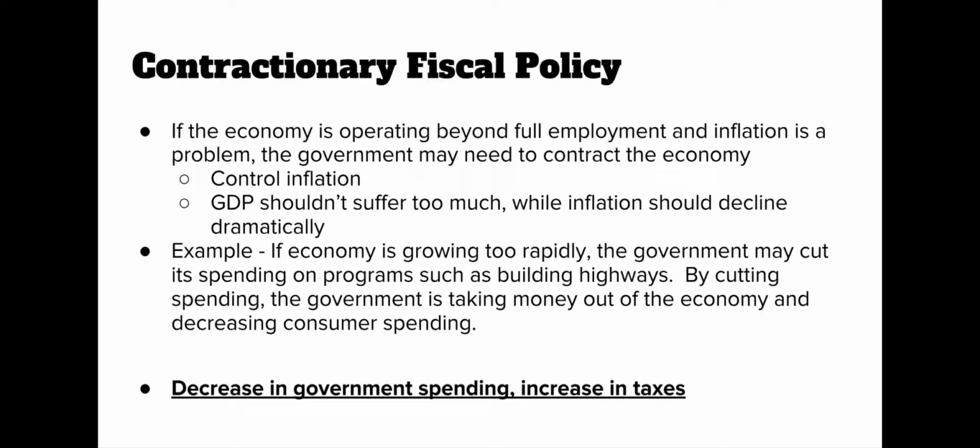Contractionary fiscal policy is when the economy is operating beyond full employment and inflation is a problem. The government may need to contract it and control inflation. So while inflation would decline dramatically, GDP wouldn't suffer too much. So if you look at an example here, maybe the government may cut spending on building highways, and by cutting that spending, they're taking money out of the economy and decreasing consumer spending.